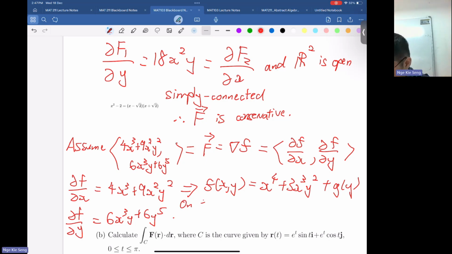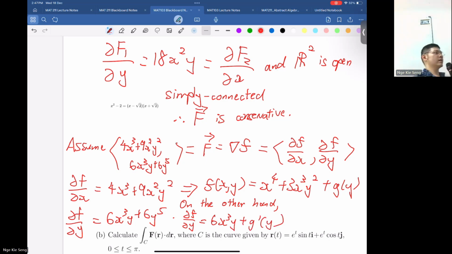On the other hand, partial f over partial y is what? It's 6x cubed y plus g prime y. Then you equate these two partial f over partial y. What did you see? g prime y should be 6 times y to the power 5. So what is g? y to the power 6 plus a constant.